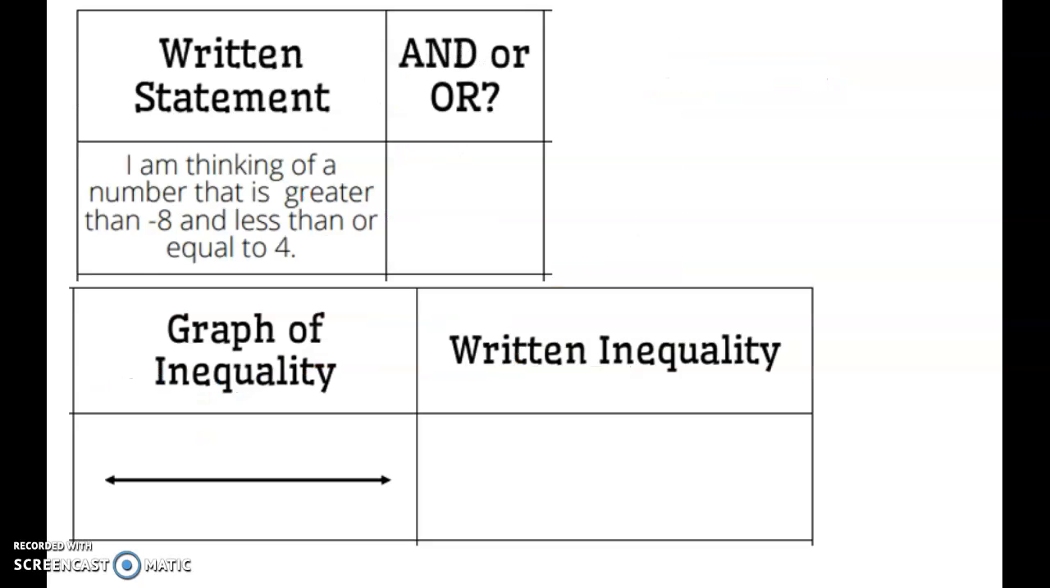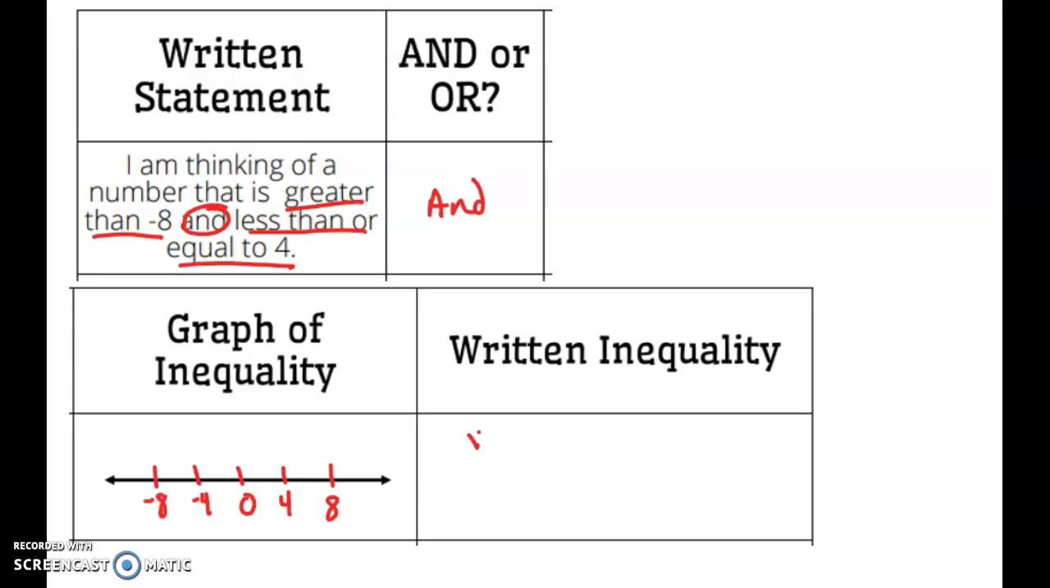So we have inside of the foldable, this is the top row. The written statement says, I am thinking of a number that is greater than -8 and less than or equal to 4. So it's definitely an "and". So we're going to write that there. Now, it's going to include -8 and 4. I personally am just choosing to go by 4s here, and that's going to be my graph.